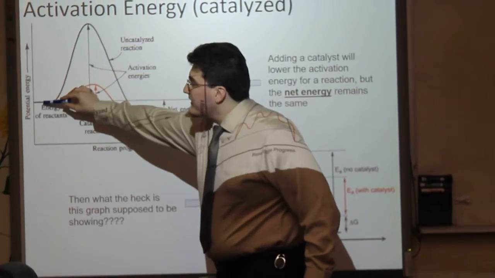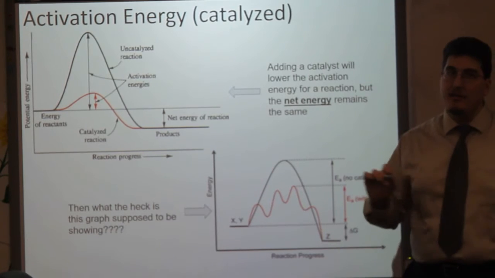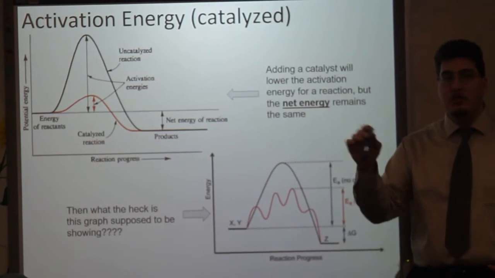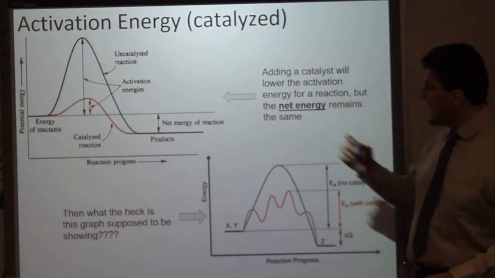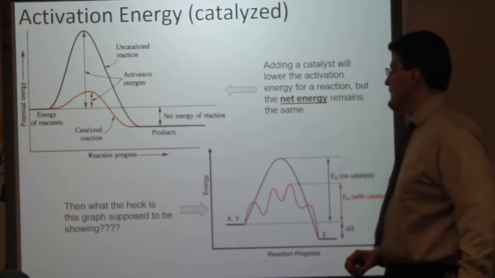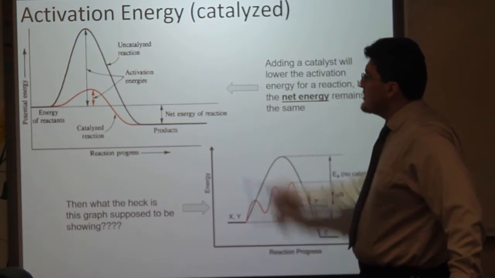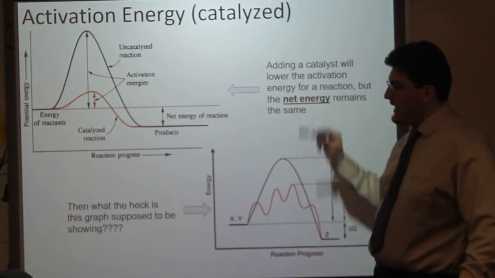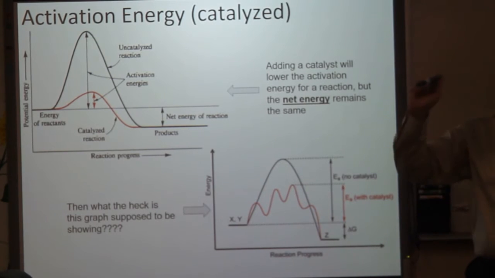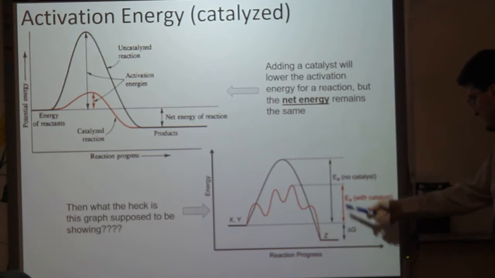The energy of your reactants is the same. The energy of your products is the same. Nothing else changes. The only difference is how much energy you need to put into the system to get your products. How much energy needs to go in before you get your products. So this is your net energy being unchanged. The net energy of your reaction is the same. Your products minus your reactants is your net energy. That remains unchanged. Now, what the heck is this?